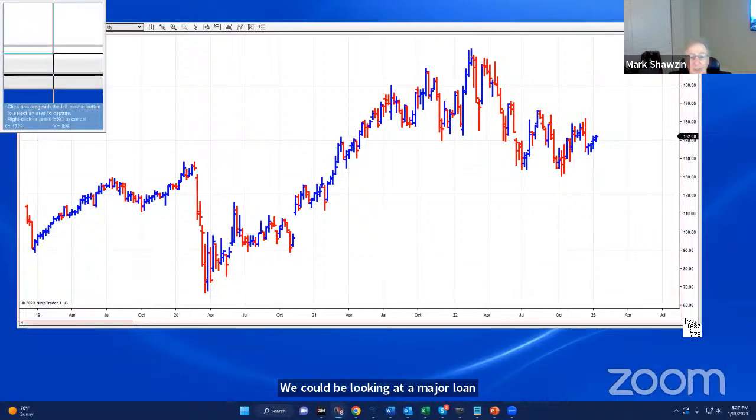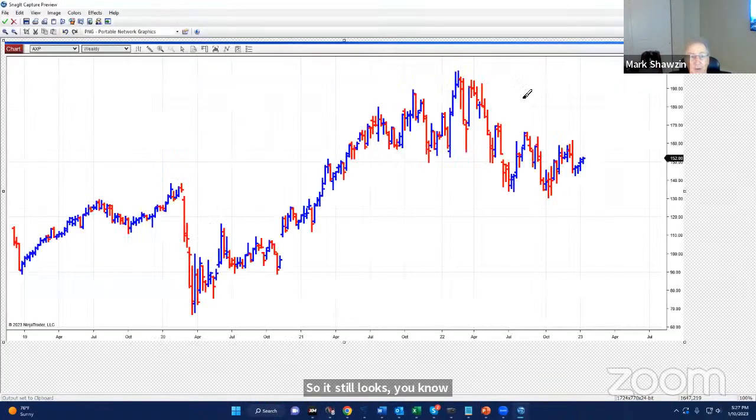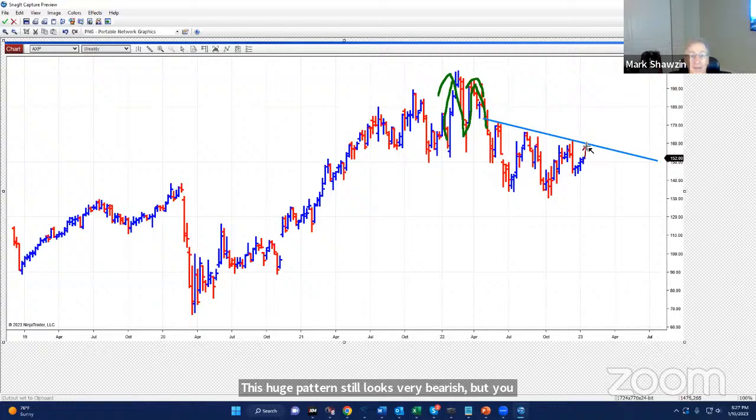So it still looks difficult in here. This still looks like a double top. This huge pattern still looks very bearish, but you could still get a pullback to this long-term downtrend line. So all I'm looking at is a push. I'm looking at an area where I can get in, where the risk reward is in my favor, and take a ride on the energy. And who knows, we could get there and then go there. This could be the governing pattern.